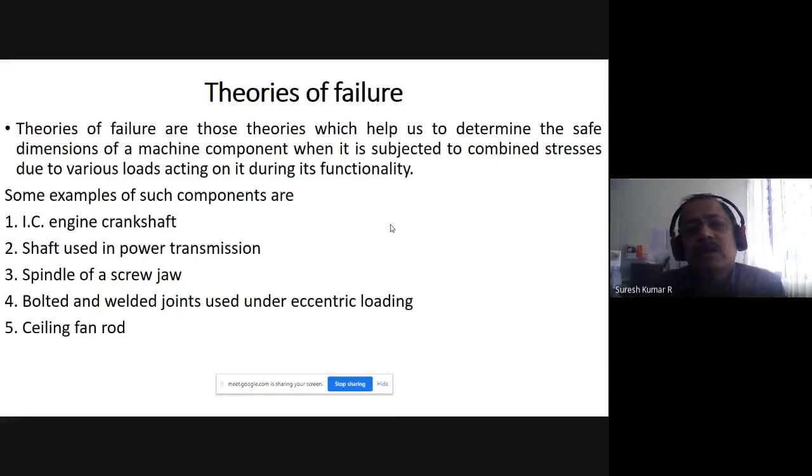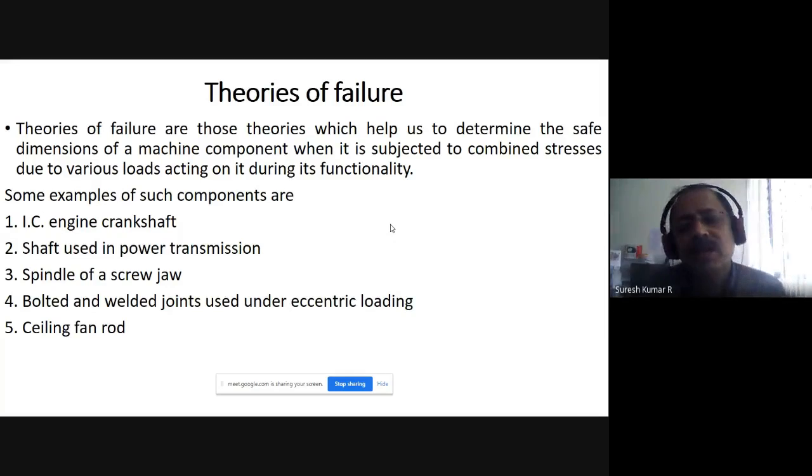At this point, I will introduce you to theories of failure. With this background, I will introduce you to the theories of failure. Now, generally, failure is of 2 types: failure by yielding and failure by fracture.